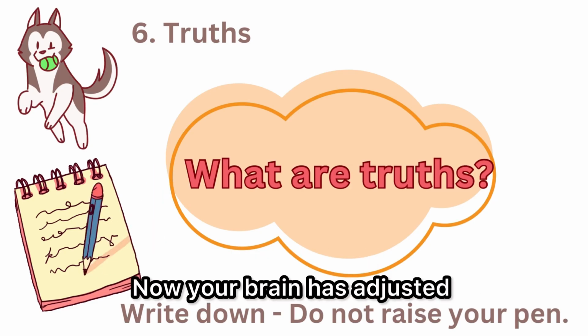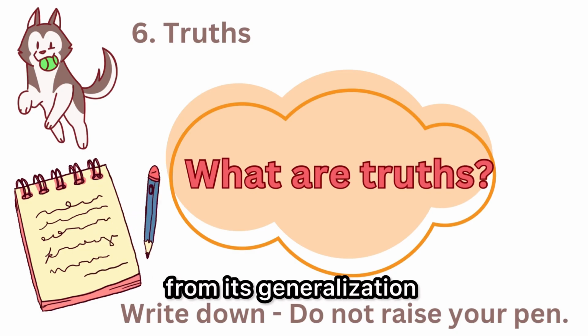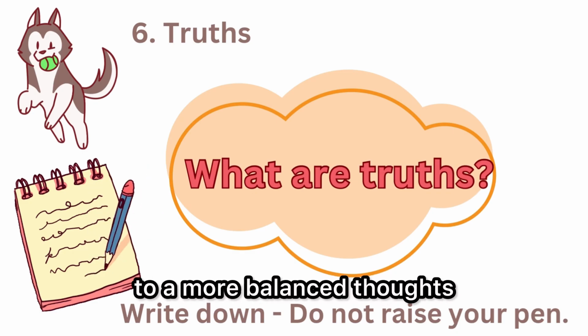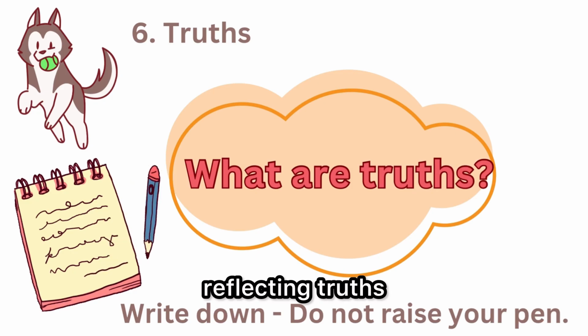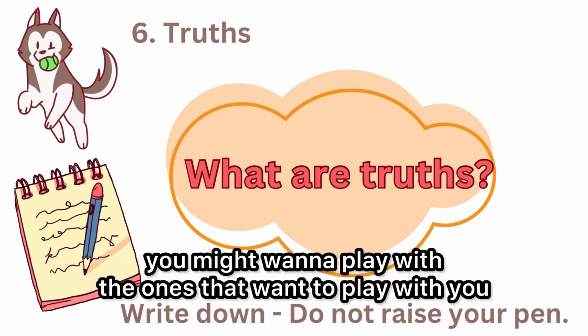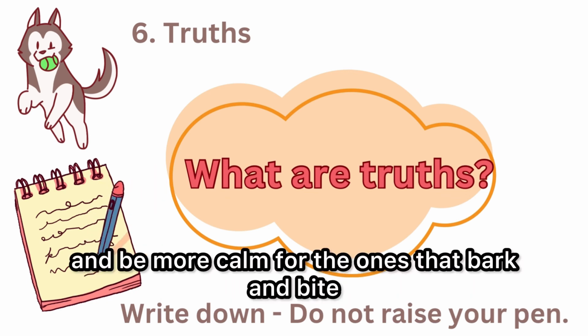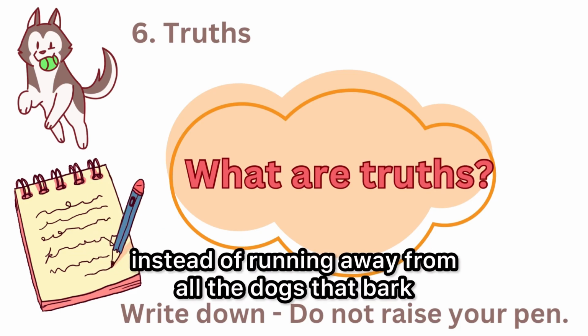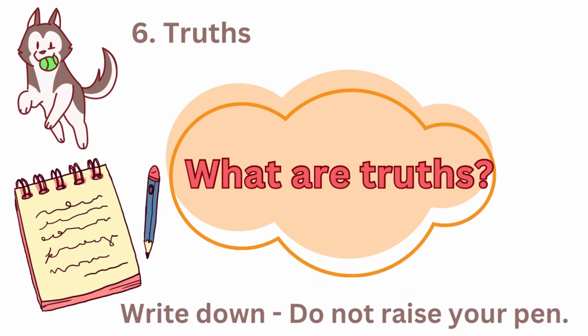Now your brain has adjusted from its generalization to more balanced thoughts, reflecting truths. When you encounter dogs barking next time, you might want to play with the ones that want to play with you, and be more calm for the ones that bark and bite, instead of running away from all the dogs that bark. I will be quiet for you to write.